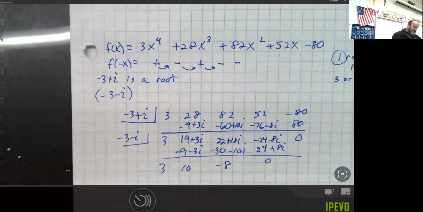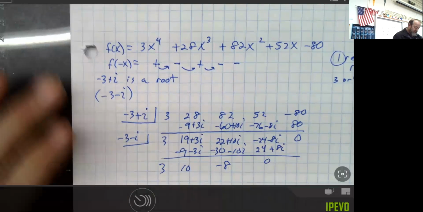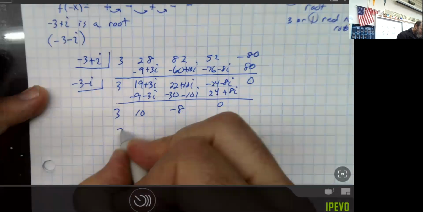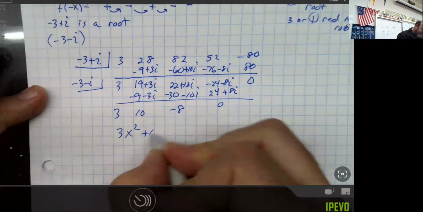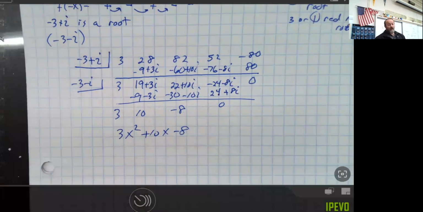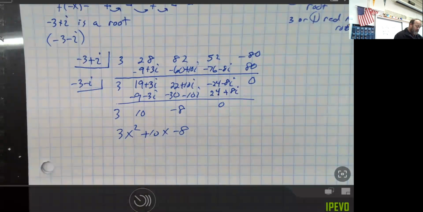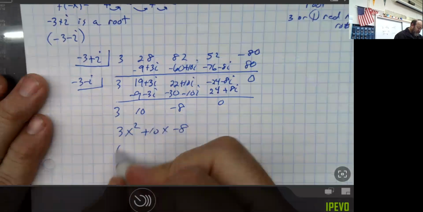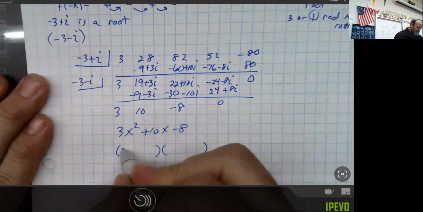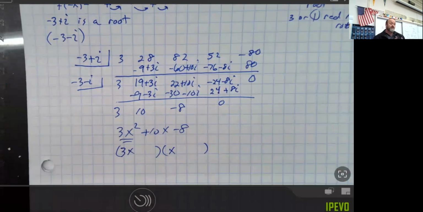Now keep in mind, I said this was going to be a quadratic. So we had 3x squared, we had 10x's, and we had minus 8. And hopefully we can factor this. So depending on how we like to do this, I think a 3x and an x is a pretty good way to start trying to factor.